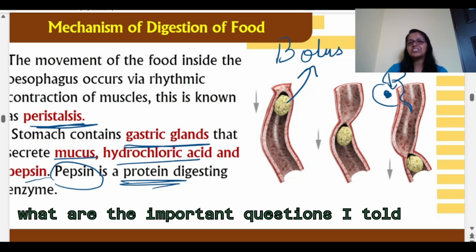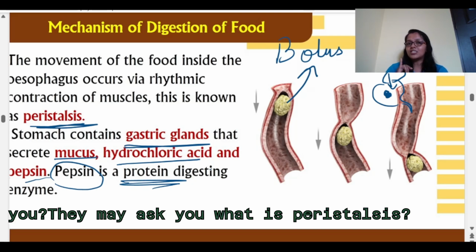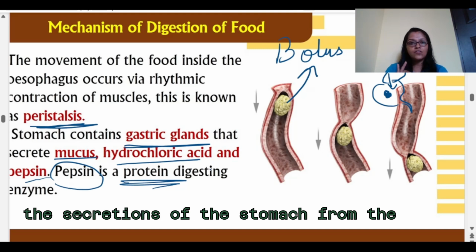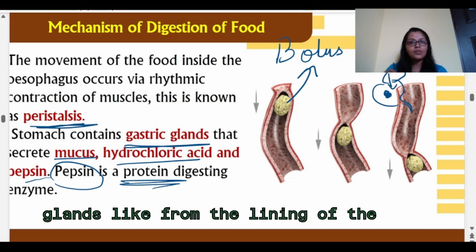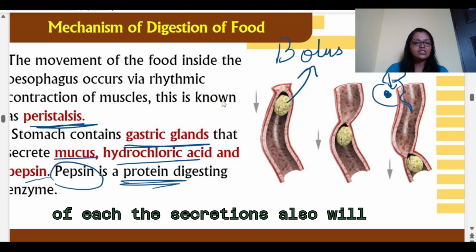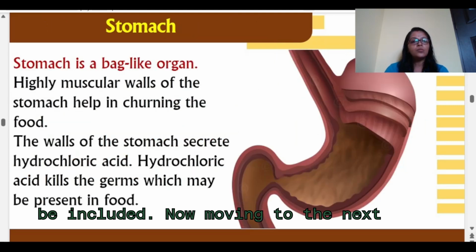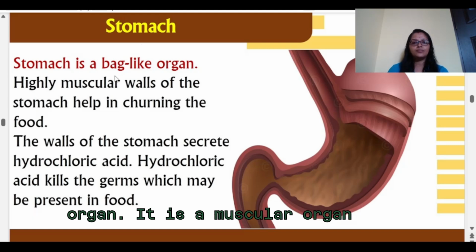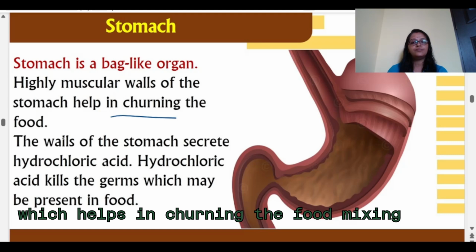So what are the important questions I told you? They may ask you what is peristalsis. They may ask you what are the secretions of the stomach from the glands, from the lining of the stomach. Then what are the functions of each, the secretions also will be included. Now moving to the next, what is the stomach? Stomach is a bag-like organ. It is a muscular organ which helps in churning the food, mixing of the food.